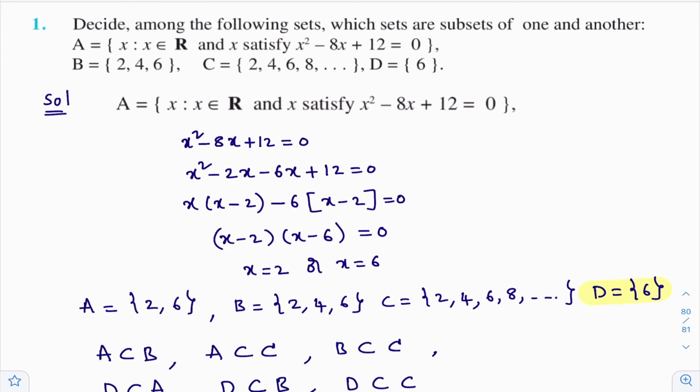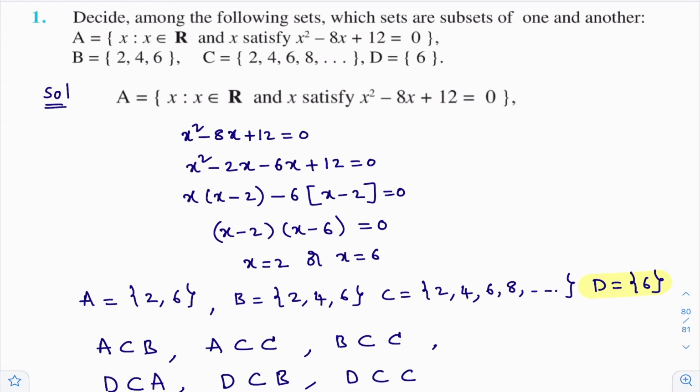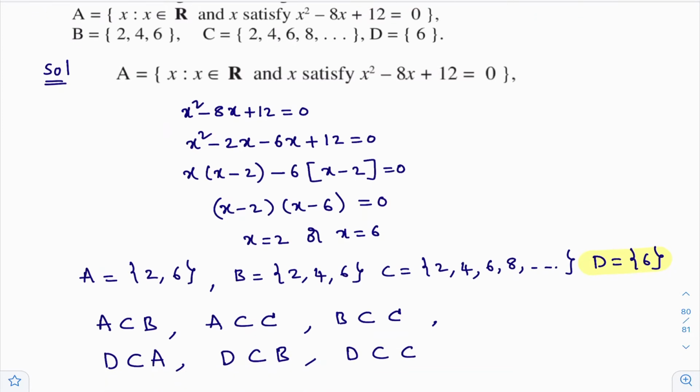So what they are asking in the question is which sets are subsets of one another. Here you can see A is a subset of B, A is a subset of C, B is a subset of C, D is a subset of A, D is a subset of B, D is a subset of C. So whatever the given 4 sets are, these sets are subsets of one another. I hope you understand this first problem.